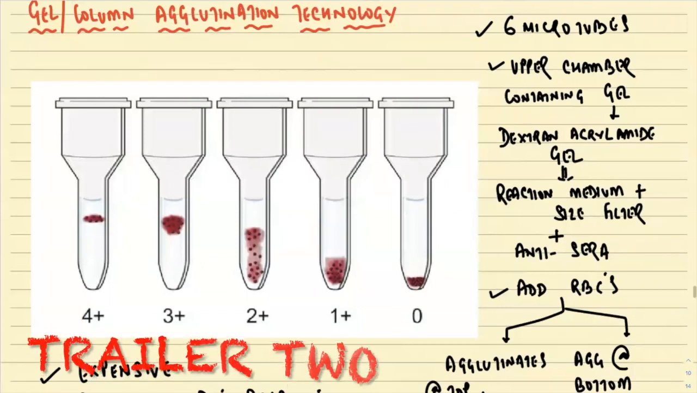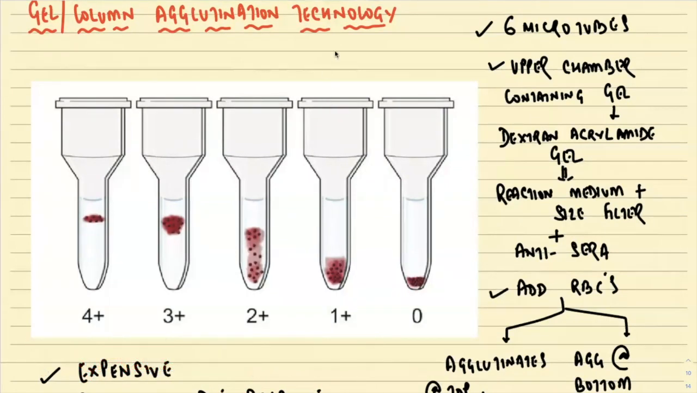What is very important, especially for the postgraduate students, is this gel or column agglutination technology. It is a very, very important short note that is asked. And in all big colleges, this is the technology that is being used in blood banks. It is not from today. For the past 5 to 7 years they have been using this gel and column technology. So first, let me show you what this is.